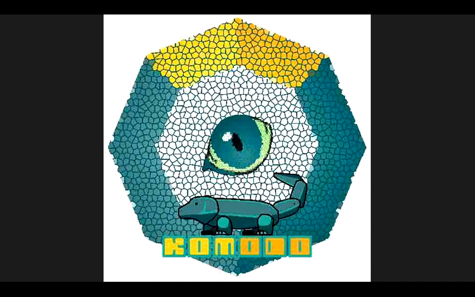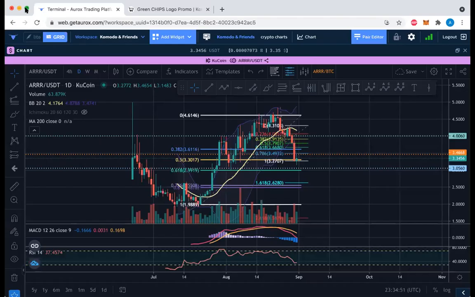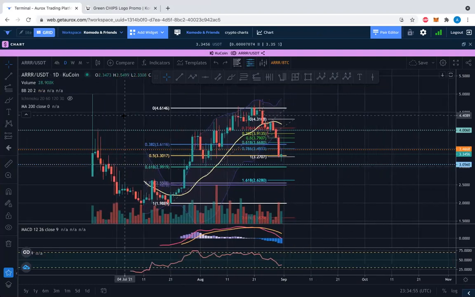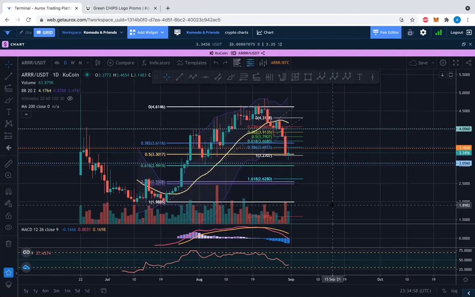Incredible. Let us look at some price charts together. Here we go, I'm going to share the screen. Thanks for being here. I hope you're doing well. Coming in here, we're looking at the ARRR chart. It's the one I just had up on the screen. So we'll start here.